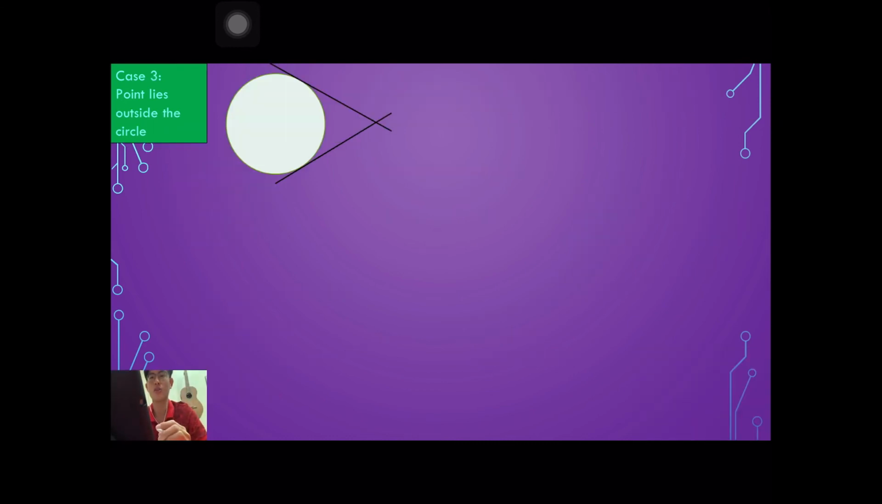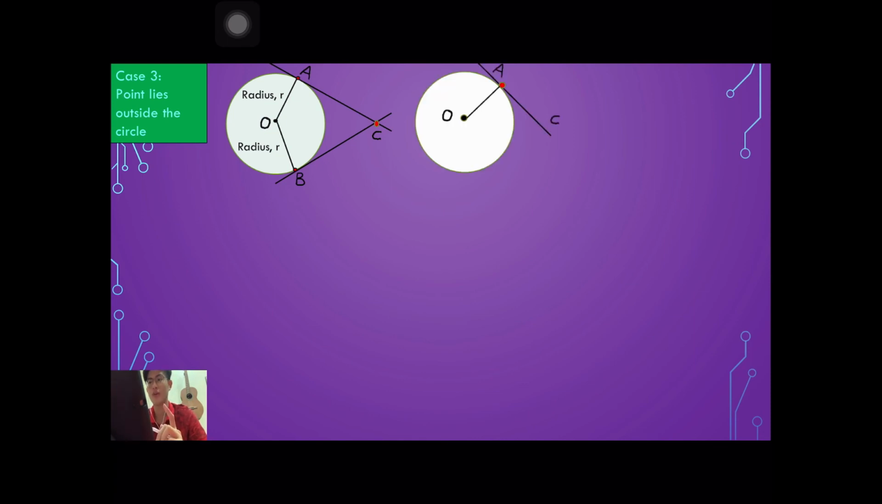Now, let us consider case 3 when the point lies outside the circle. We label this external point as point C, and label the origin of the circle as O. Then we connect the radius to points A and B. Now, let us enlarge the upper side of this circle. From the diagram, we can see that point A is the closest point on line AC to the origin of the circle, which is point O.